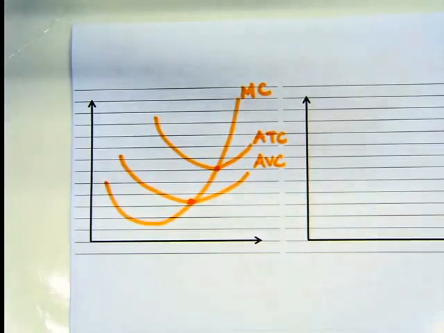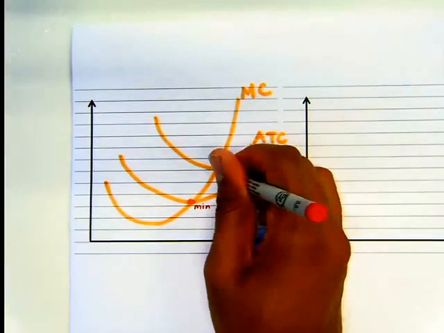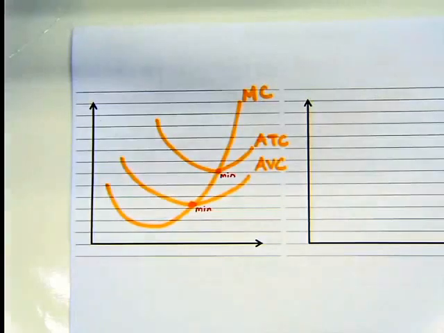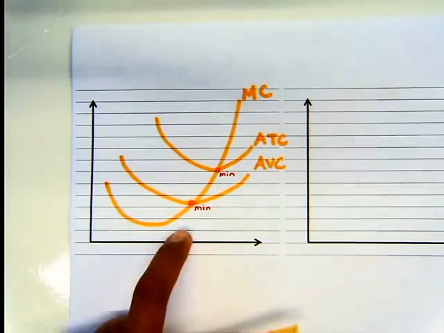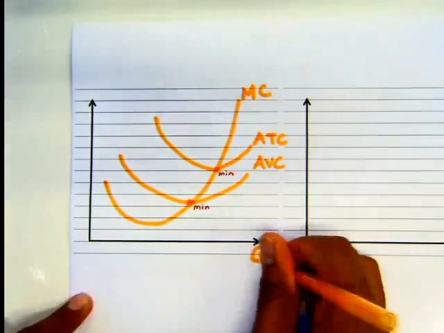Okay, always be careful that these have to be minimum points. In other words, you can't draw it like this. That would be incorrect because the minimum is not touching the marginal cost curve. When you draw them all together, the minimum must touch the marginal cost curve.